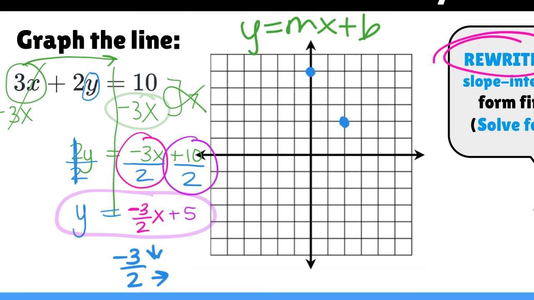And you can keep going, right? I'm going to go down 3 over 2 again. Here's a few points here. And there we go. That would be our line.